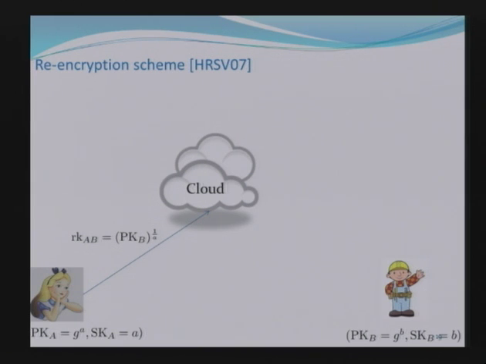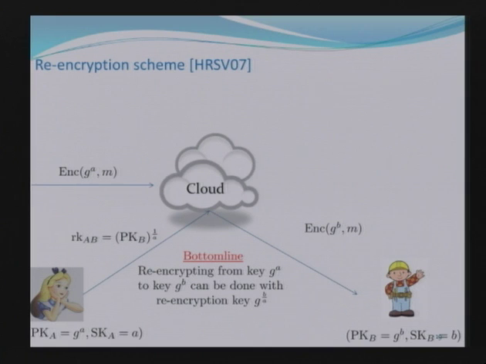Now, the re-encryption key that is sent to the cloud roughly looks as follows. It's just Alice takes Bob's public key, PK_B, and raises it to 1 over a. Okay? And now when the cloud gets an encryption of message m under Alice's public key, which is g to the a, it can translate it into an encryption of the same message m under Bob's public key, g to the b, making use of the re-encryption key, RK_AB. Okay? I'm not getting into any details over here, but the bottom line is that re-encrypting from a public key g to the a to the key g to the b can be done with the help of a re-encryption key g to the b over a. If you look at what PK_B to the 1 over a is, it's simply g to the b over a. Okay? There's more going on over here, but this is sort of the bottom line from their scheme that we can use.